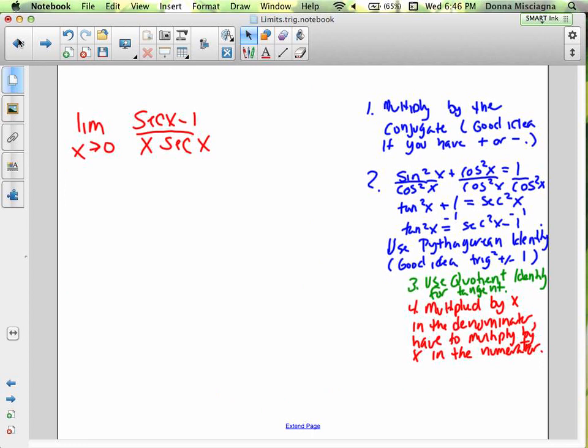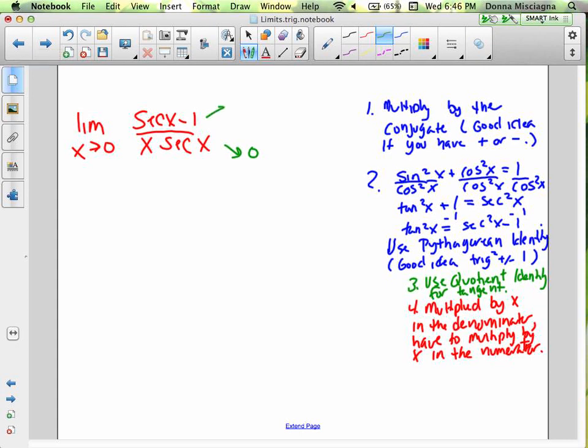So we want the limit as x goes to 0 of secant x minus 1 over x times secant x. All right, so check to see about the substitution. Clearly the denominator goes to 0. Because you're going to plug in 0 for x, it doesn't even matter what secant x is, right? You're multiplying it by 0, so it's 0.